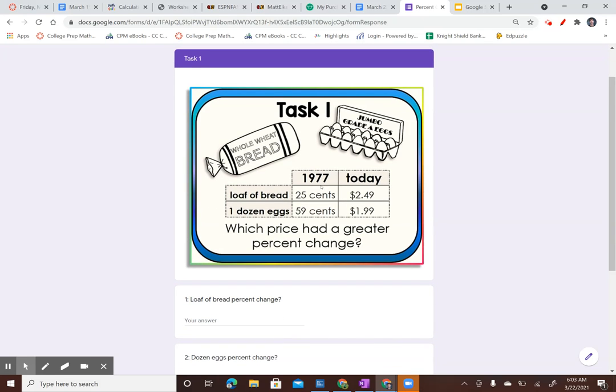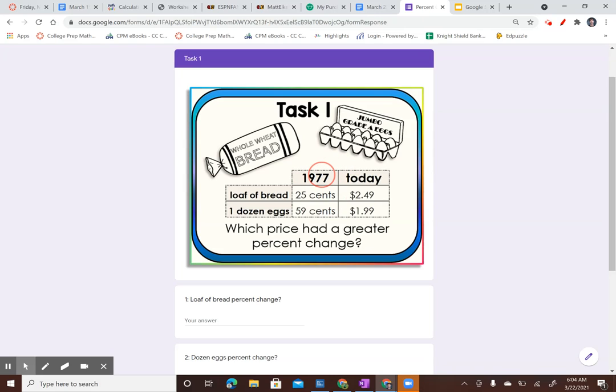We look here, it says 1977. This is the cost of these two items in 1977. The loaf of bread cost 25 cents, and the 1 dozen eggs cost 59 cents. And then it says the cost for each item today. A loaf of bread has gone from 25 cents to $2.49 today. The eggs have gone from 59 cents for a dozen to $1.99 today.